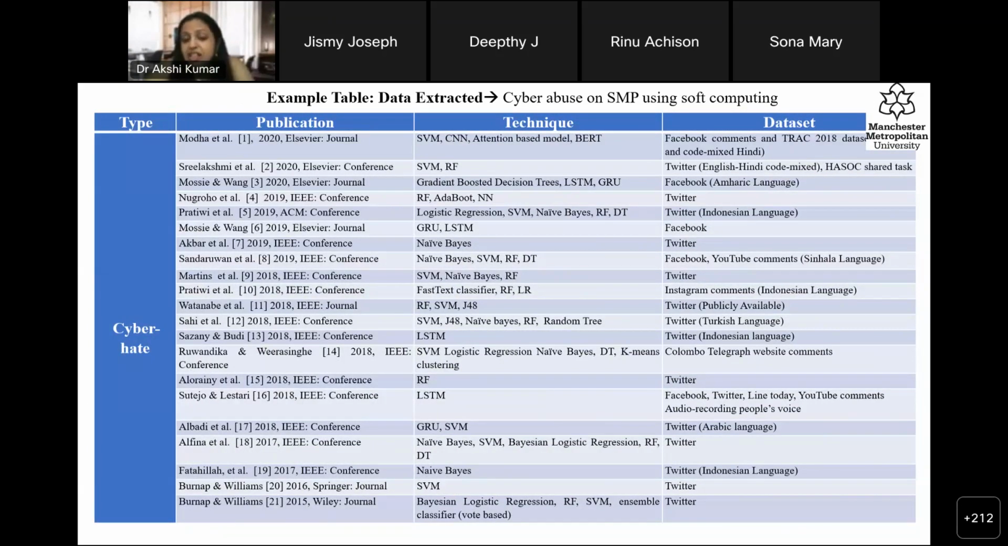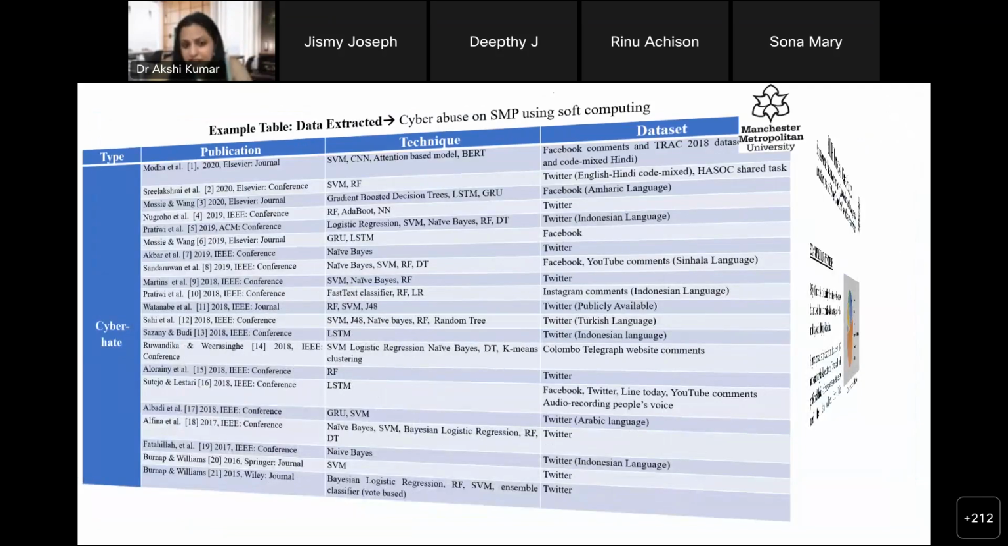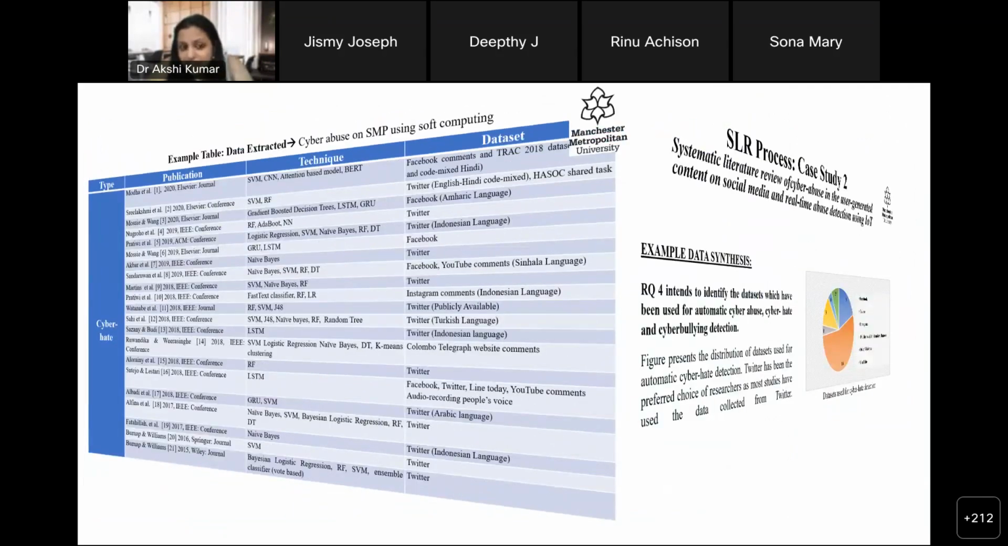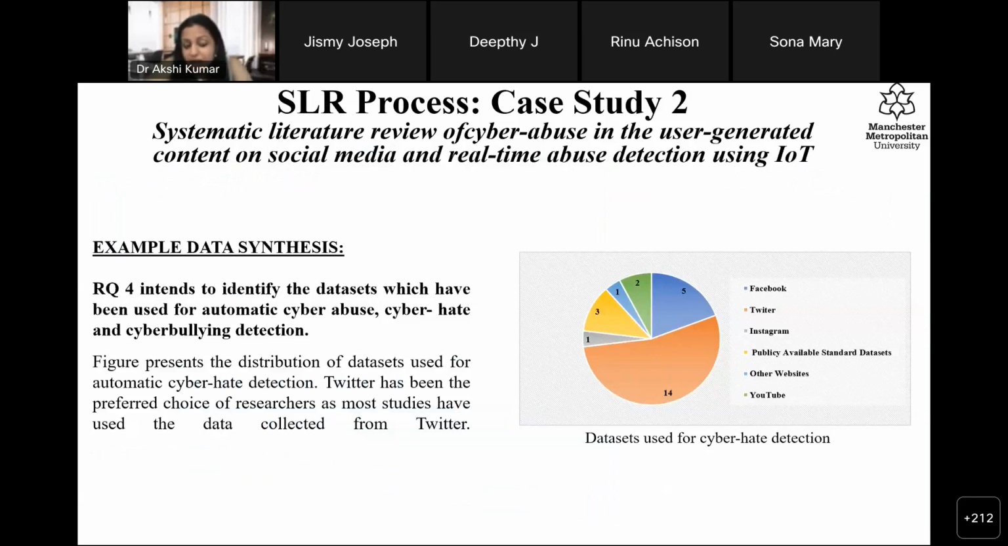We are not defining the results here. The reason was that there were different data sets, and the results vary. Some people have given the results only as F1, some only as precision. So it was very difficult, and some have actually given the results in the form of graphs; we were able to comprehend that, but they were not coming out as well as in the table. So we decided to stick to this. So this is how the data synthesis came. The ultimate step: RQ4 was to identify the data sets which have been used for cyber abuse, cyber hate, and cyberbullying. So this is an example of a data set of cyber hate.